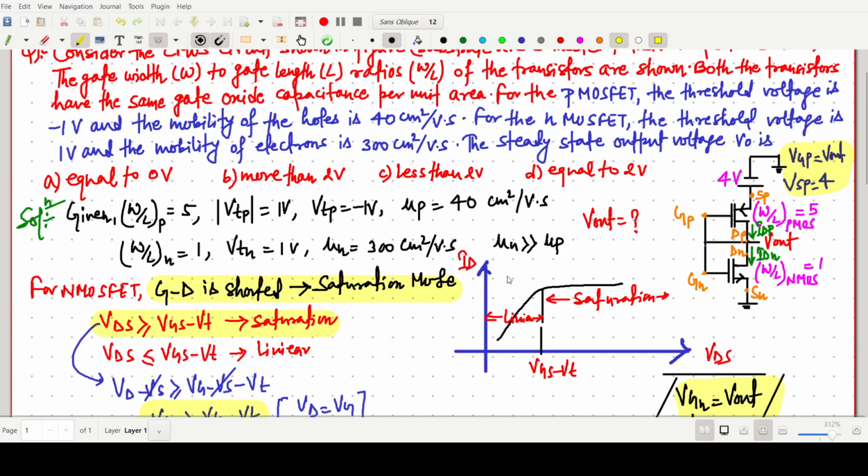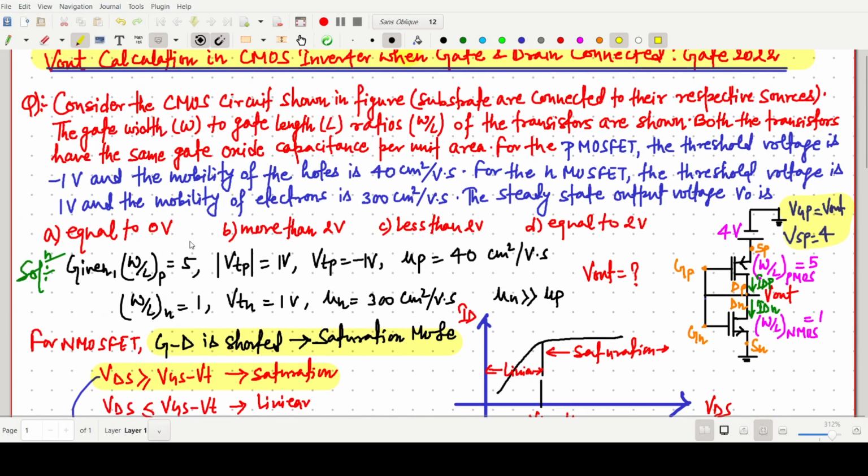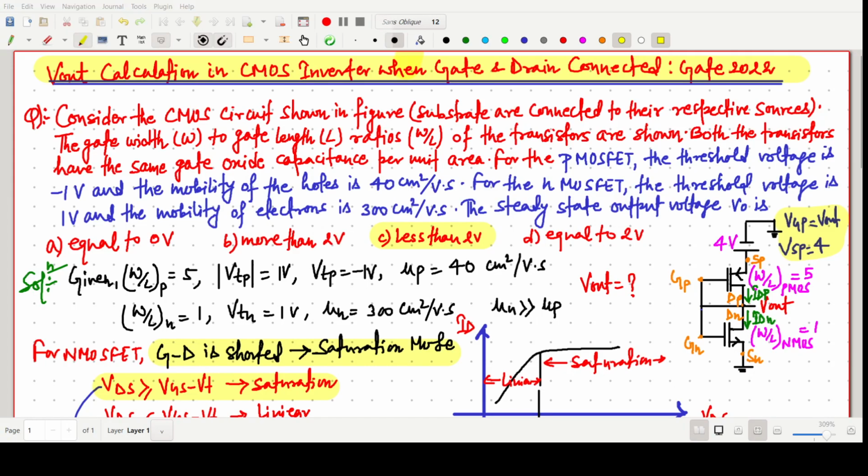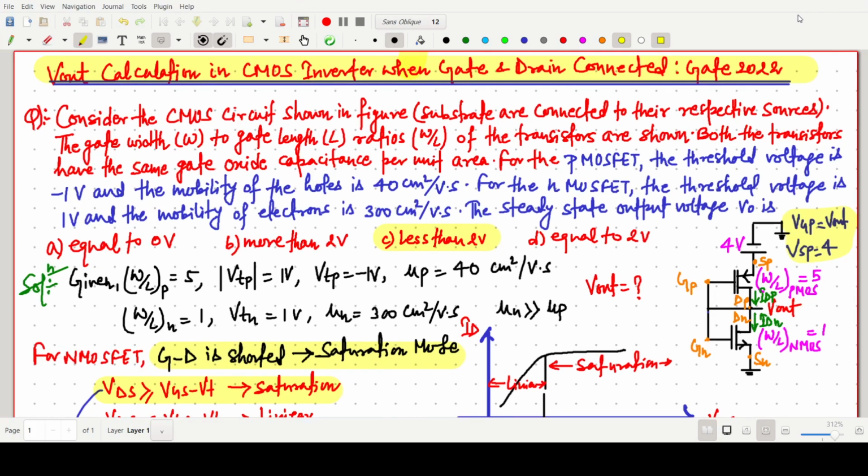So which one is the correct answer for this question? Equal to 0, wrong. More than 2 volt, wrong. Less than 2 volt is the correct answer. Okay, and equal to 2 volt is also wrong. So the correct answer for this question is option 2, less than 2 volt.